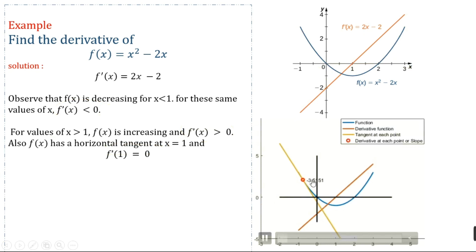Here we can see that the derivative of the function is negative for x less than 1, and the slope of the tangent line is also negative over here. When x is greater than 1, the derivative of the function is positive and the slope of the tangent is also positive. At x is equal to 1, the derivative of the function will be 0 and the tangent will be horizontal at this point. This is where the derivative is 0. Now the derivative is positive, and the slope of the tangent line is positive for x greater than 1. So this is the relationship between the graph of a function and the derivative of a function.